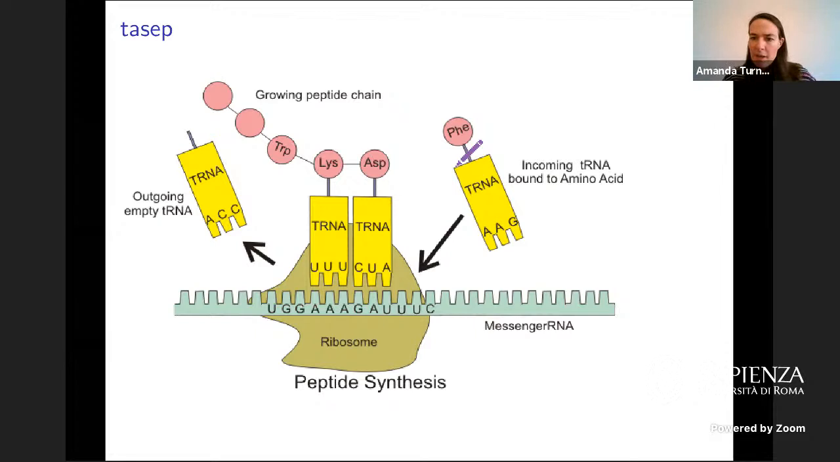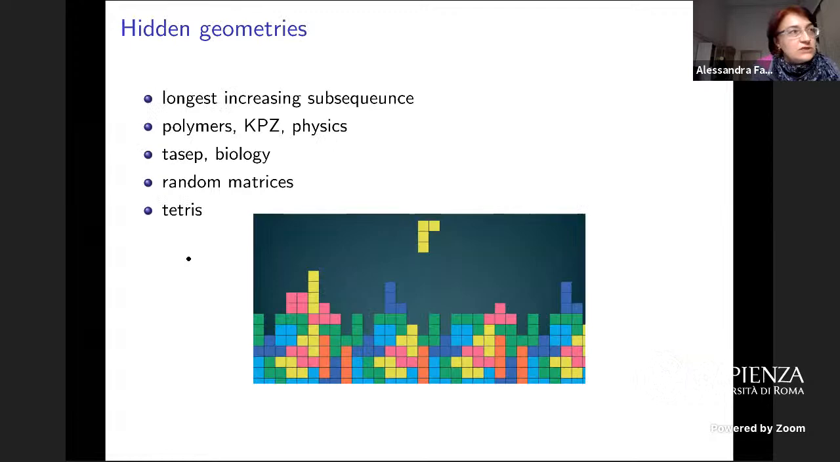Yes, I have a question. So when discussing the longest increasing subsequence concerning permutations, you mentioned the introduction of a parameter y. But what is y? Could you say something more?